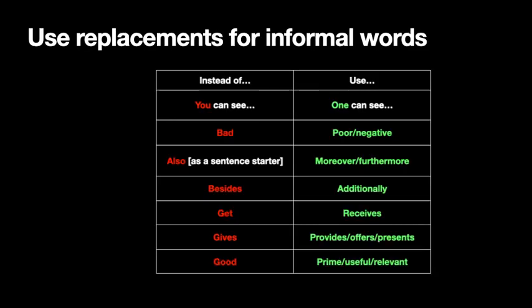There are also some things you can do to use replacements for some informal words. So instead of saying you can see, you could use one can see. Instead of using the term bad, you could say poor or negative. That just takes your language up a notch. Also, as a sentence starter, you could use moreover or furthermore. Instead of besides, additionally. Instead of get, you can use receives. Instead of gives, you could do provides, offers, presents. Instead of good, you can use prime, useful, or relevant.